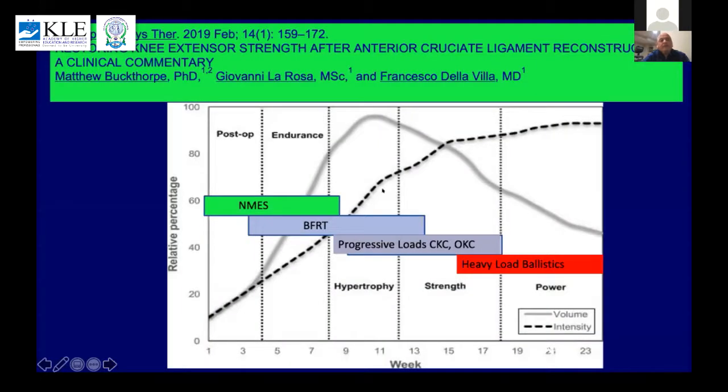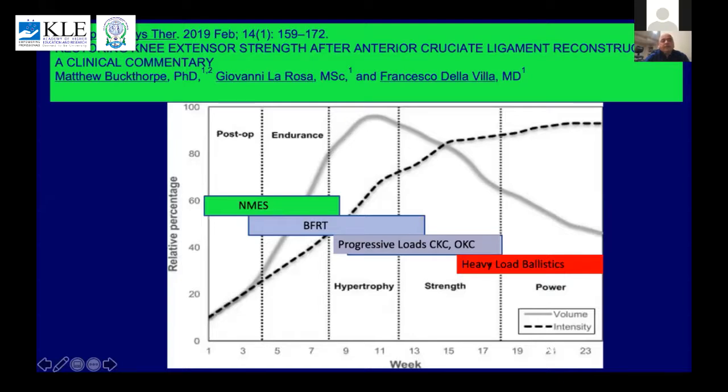And that's how we position our NMES, BFR, progressive closed chain, open chain, and heavy load ballistics exercises in the recovery of our ACL patients. So you can see here, this is weeks, and this is your exercise load. This is your volume of load, and this is your intensity. You can see the intensity goes up gradually, and your load increases initially and then tapers down.